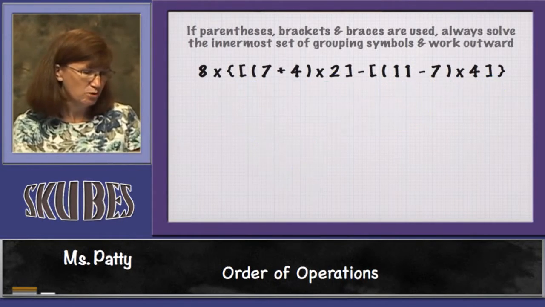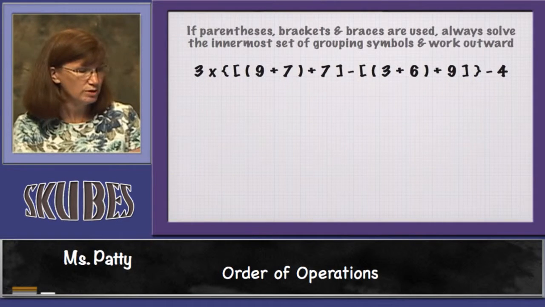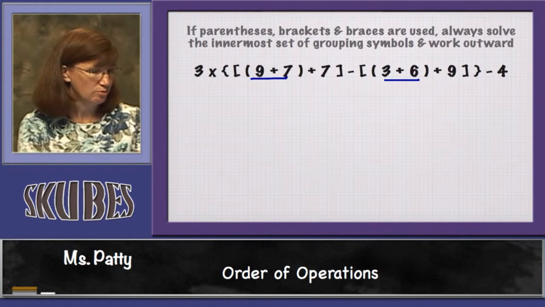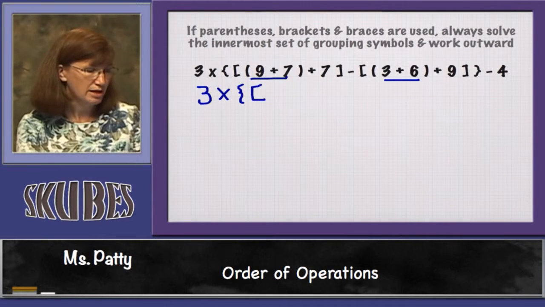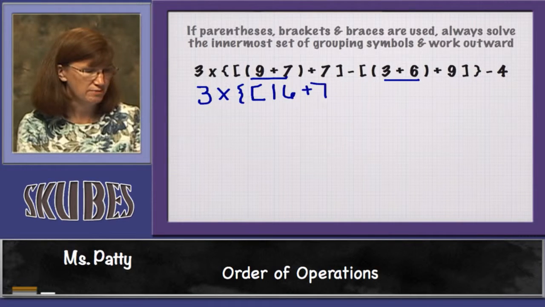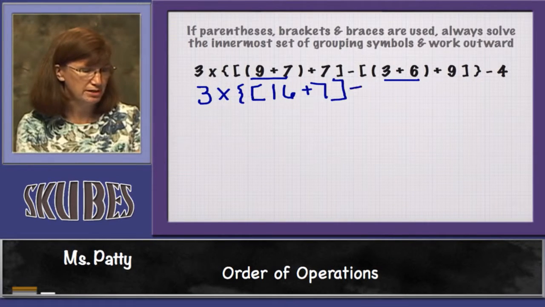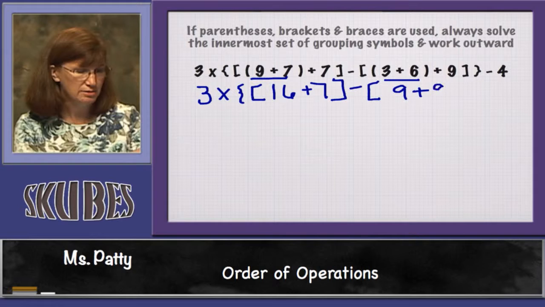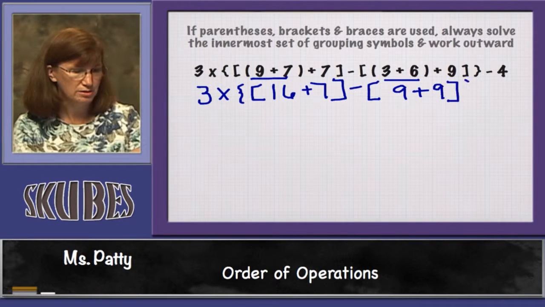We're going to do one more practice problem. We're going to start again with our parentheses, and we're going to write our whole thing out. 3 times, write your brace and your bracket. 9 plus 7 is 16, plus 7, draw your brace, minus, draw the brace. 3 plus 6 is 9, plus 9, bracket and brace, minus 4.